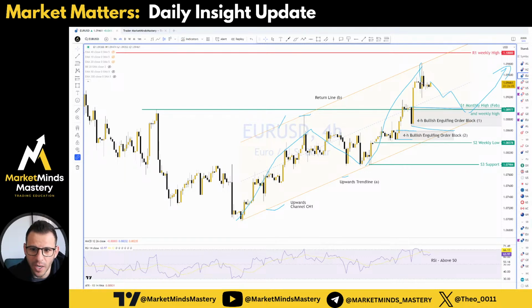Non-farm payrolls on Friday left behind these candles, and to be honest, with a positive non-farm payroll the US dollar didn't really follow through overly. The market showed some weakness here of the US dollar. So this might be a good bullish opportunity for the euro.